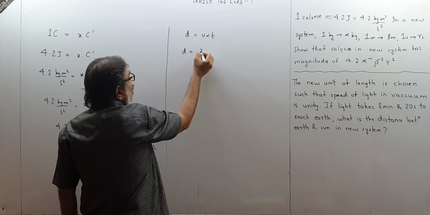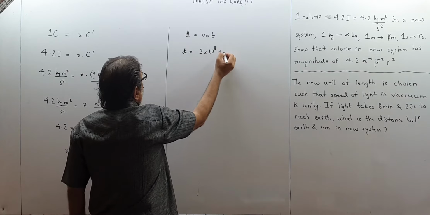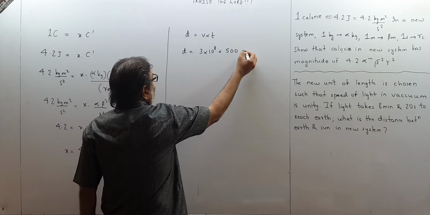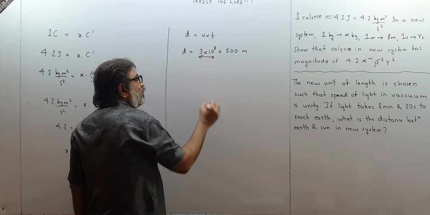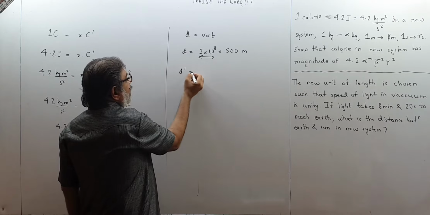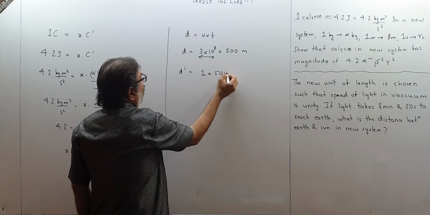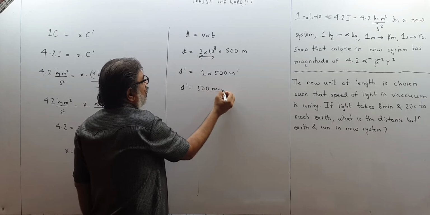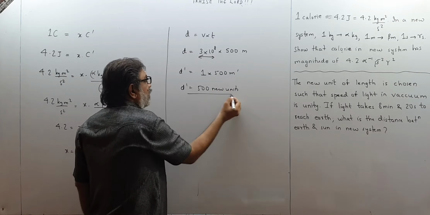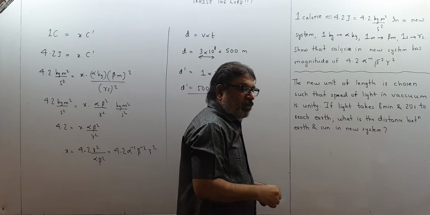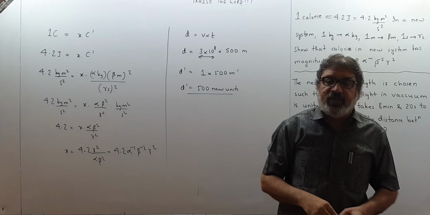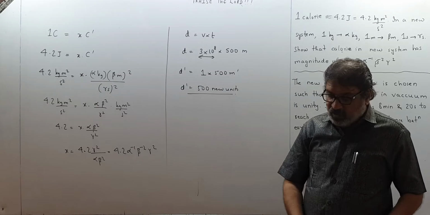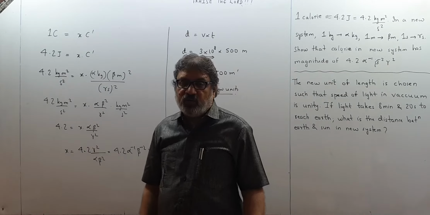So what was the actual distance? Speed was 3 into 10 raised to 8 and time was 500 seconds. These many meter the distance was there. Now this velocity you are taking as 1. So d dash becomes 1 into 500 new units. So d dash is 500 new units. You have to think like this. So in terms of new units, what is the distance between Earth and Sun? Only 500 units.